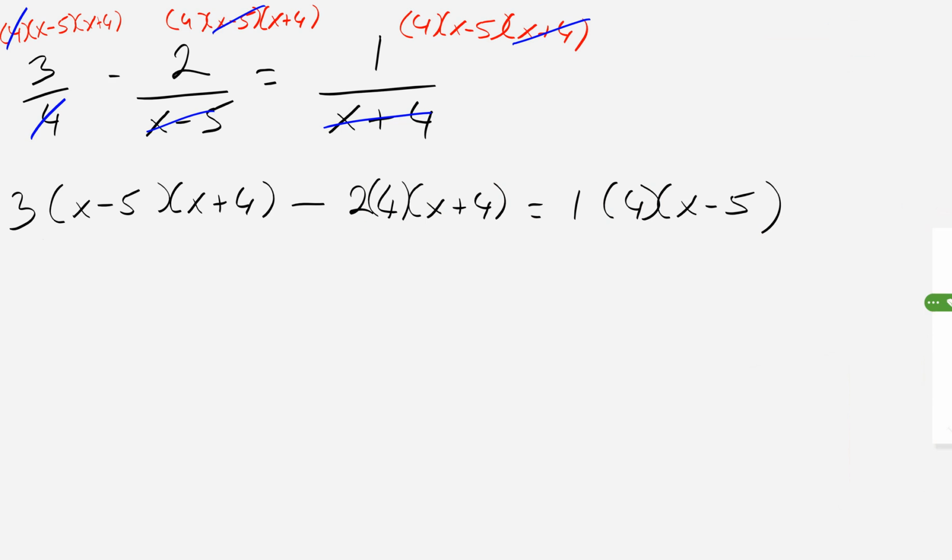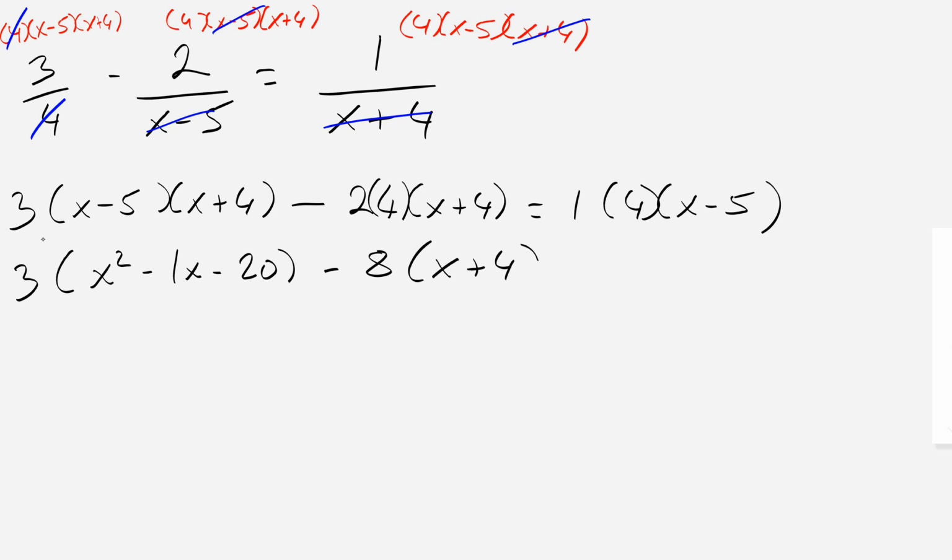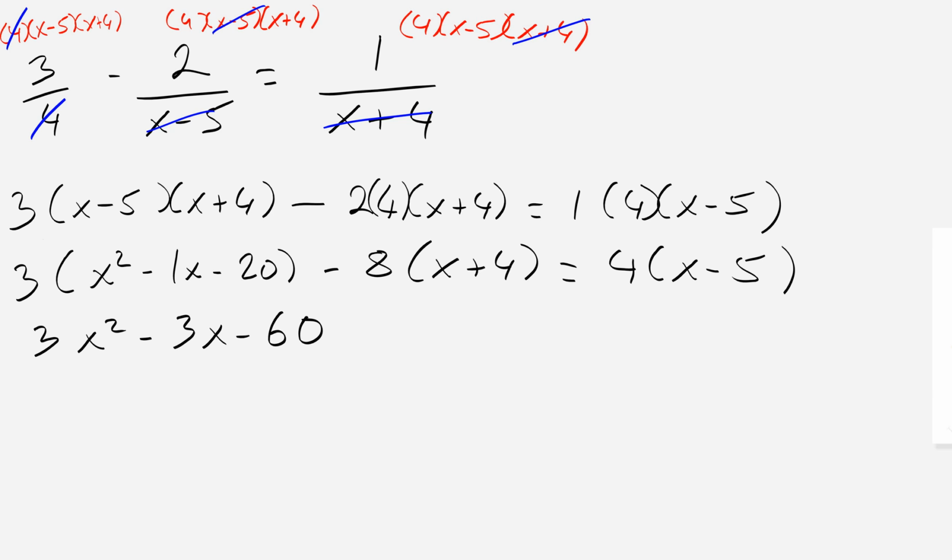So we've got 3 times x squared minus 1x minus 20, minus 2 by 4, which is 8, times x plus 4, equals 1 by 4, which is 4, times x minus 5. Then, multiplying in, 3x squared minus 3x minus 60 minus 8x minus 32 is equal to 4x minus 20. Let's tidy this up a bit further.